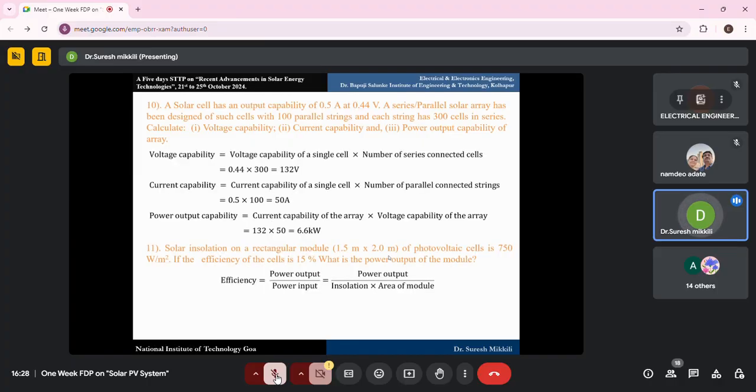Then can you tell me what is the power output? Efficiency into insolation into area of module, 0.15.